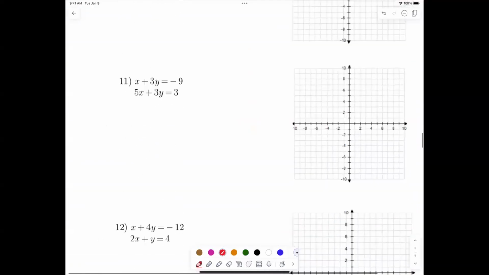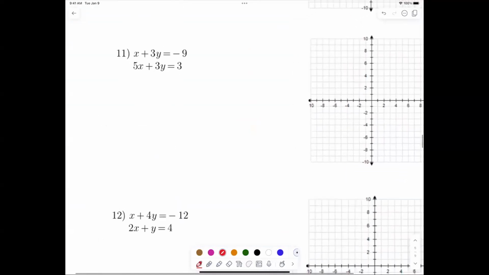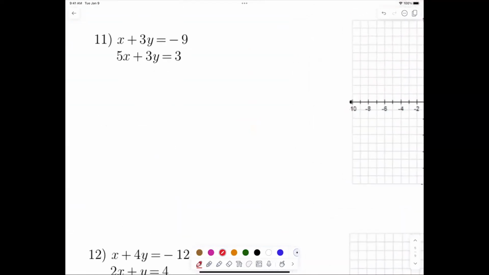Okay, so I want everybody to go to number 11 now. Everybody's on number 11. What's the problem with number 11? Yes, not in the right order. It's not in y equals mx plus b. So you got to convert everything to y equals mx plus b.